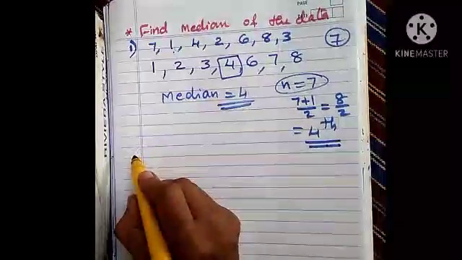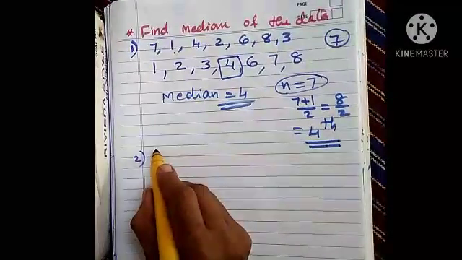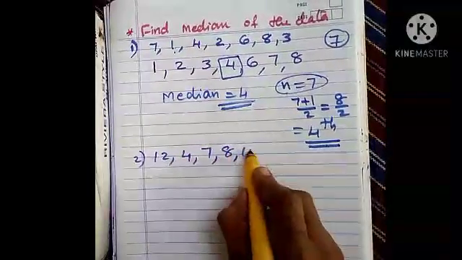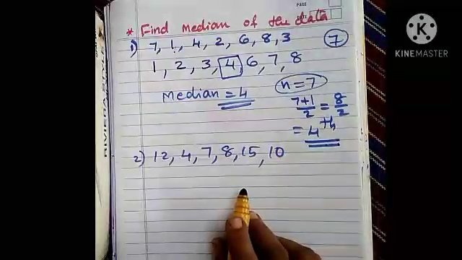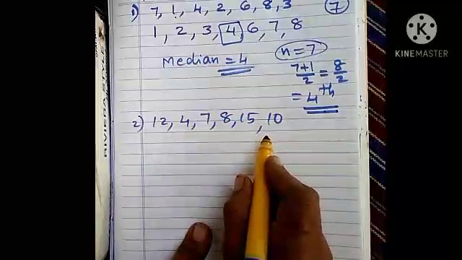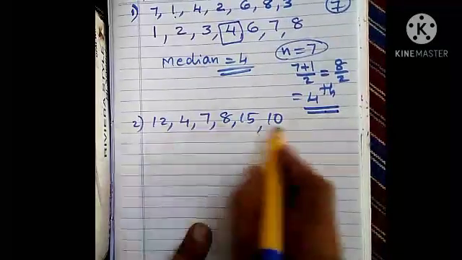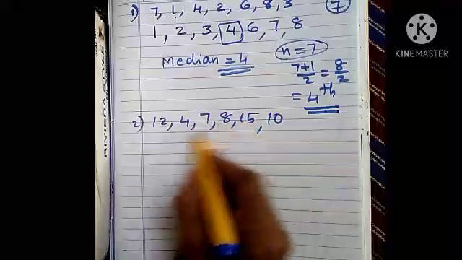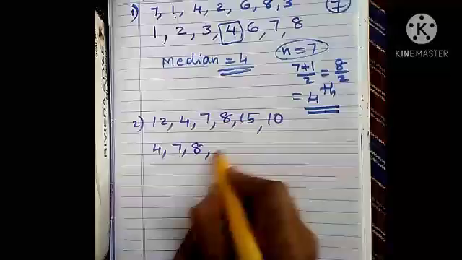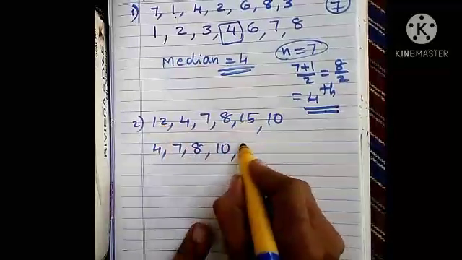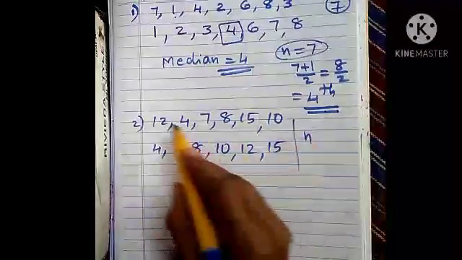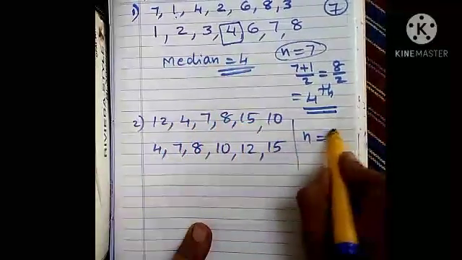Okay. Now another question, second question. Suppose the observations are 12, 4, 7, 8, 15, 10. Now the first step, we need to find the median. First step, we arrange this in ascending order. So which is the lowest number? Smallest value here is 4. Then next 7. Then 8. Next 10. Then 12. Then 15. Now what is the value of n? 1, 2, 3, 4, 5, 6. So n equal to 6.